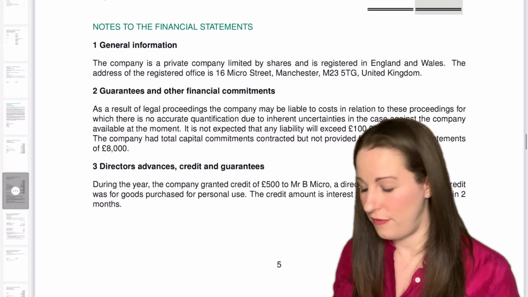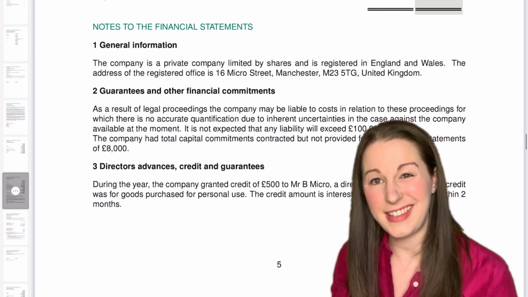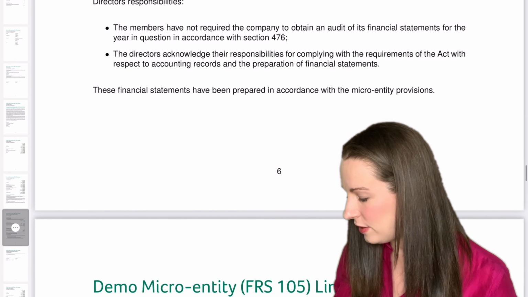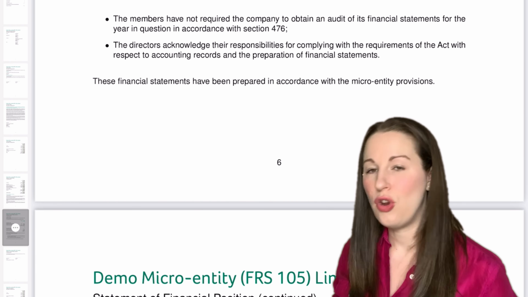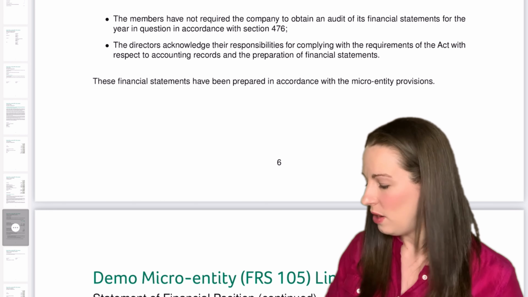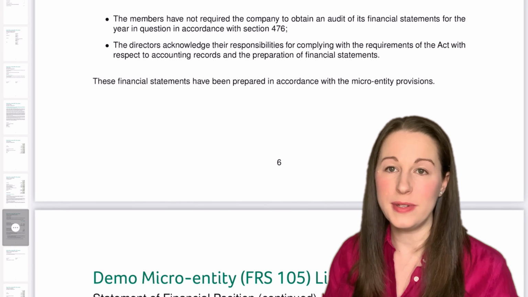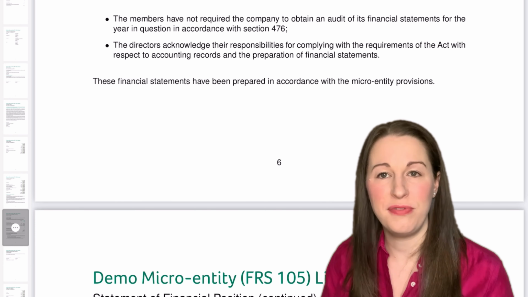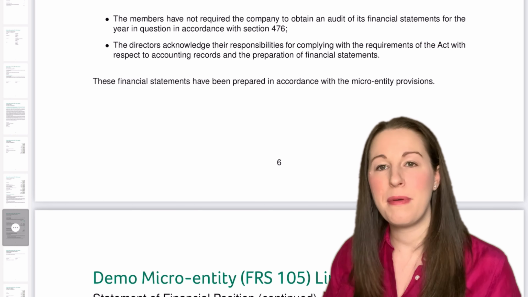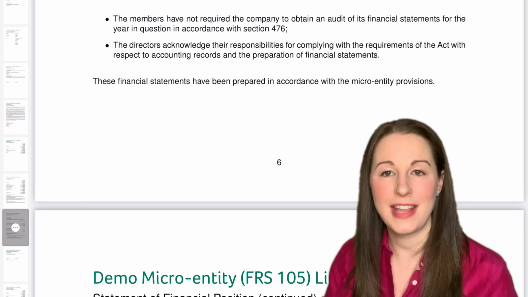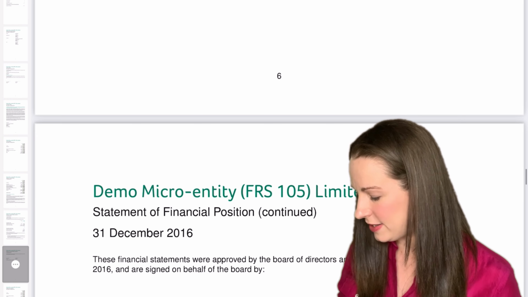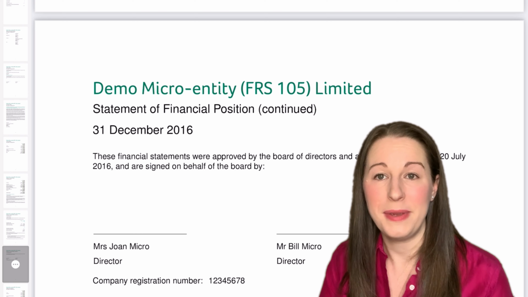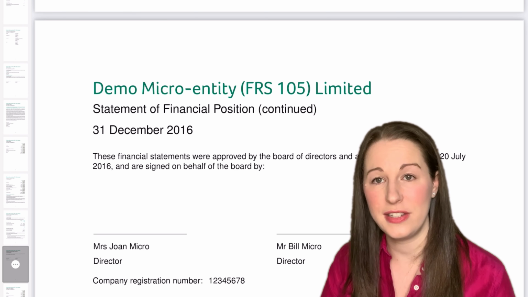The final bit of the balance sheet and this section of the accounts is the sign-off. Now, the sign-off includes some specific wording, which is basically telling them we're not doing an audit because we're exempt from having to do an audit, that you as a director have fulfilled your responsibilities, and that they've been prepared with the micro-entity provisions that are in place. And then you as the director will sign off the accounts, either one of you or two of you, and it will be dated to show when it was actually signed off.